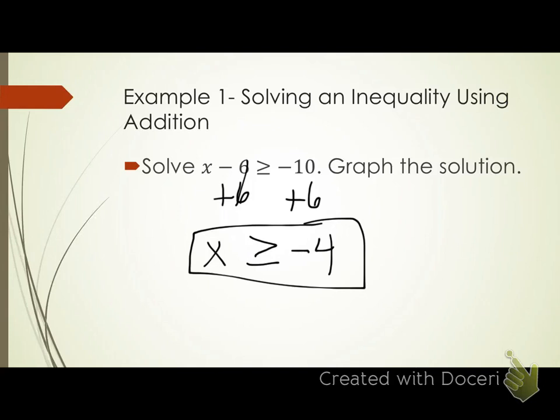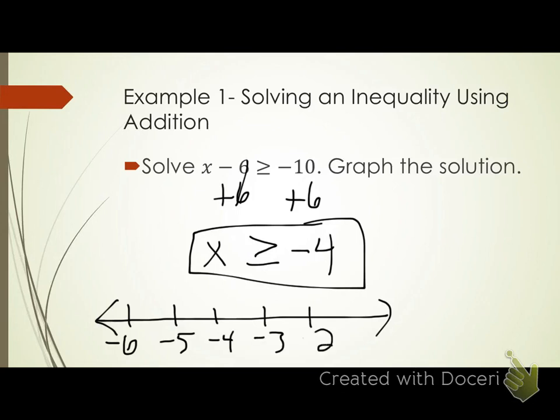So what this means is any number that is bigger than or equal to negative 4 is going to be a solution to my inequality here. Does that make sense? Now we need to graph it. How many numbers do I want you to have on your number line? At least 5. Okay, we did graphing last week. Can someone raise your hand and help me graph this?